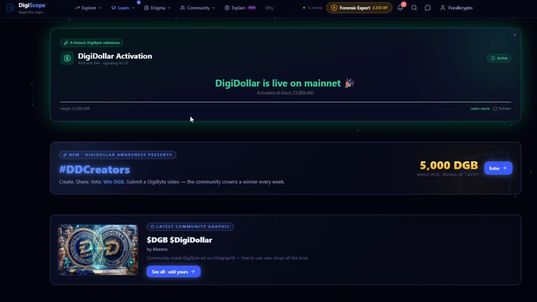Let's dive in. So first of all, this is the homepage where you will be required to log in, as you can see right here, and you will see some interesting news features. So the DigiDollar activation is currently live on mainnet. There's a DigiDollar creators bonus, which could get you 5,000 DigiByte per week if you submit a DigiByte video.